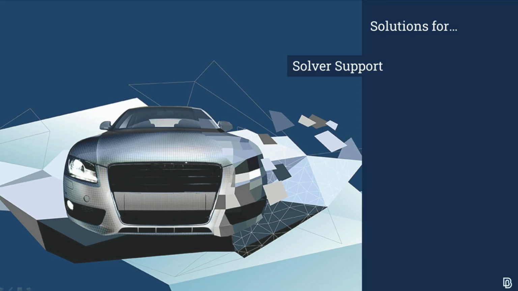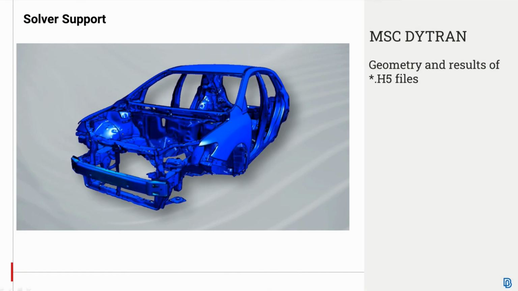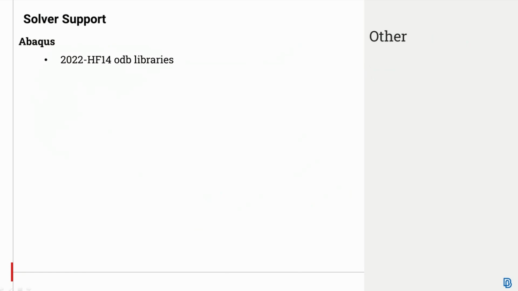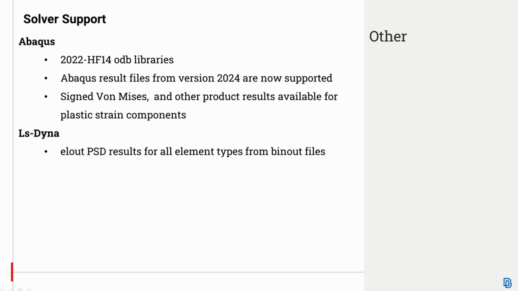Next, we'll have a look at the various support features for different solvers. Geometry and results from MSC Dytran are now supported. In Abaqus 2022, HF14 ODB libraries and version 2024 are now supported. In addition, we now calculate sine von Mises and other product results for plastic strain components. In LS-DYNA, PSD results for all element types from binout files are supported. In addition, the added SMS and added CMS mass results from binout R14 are read.